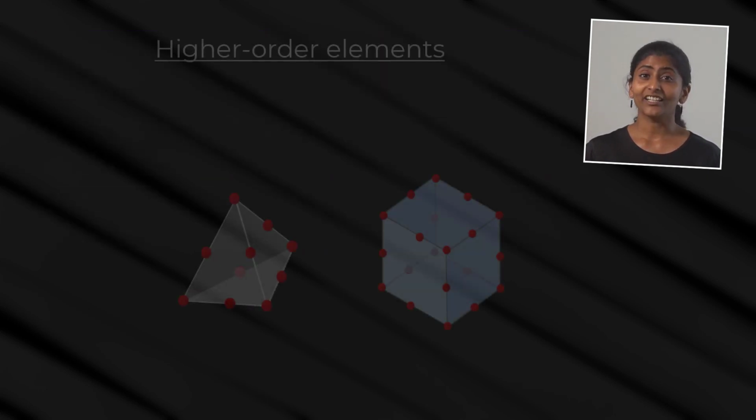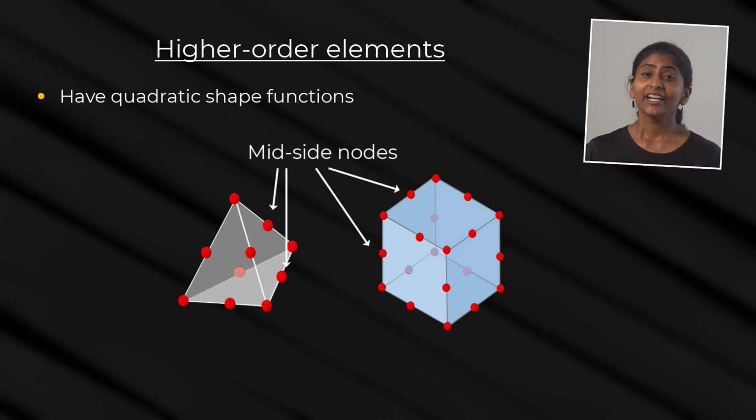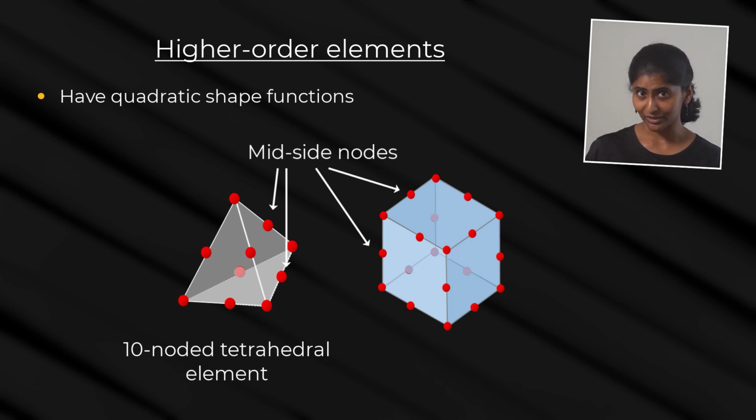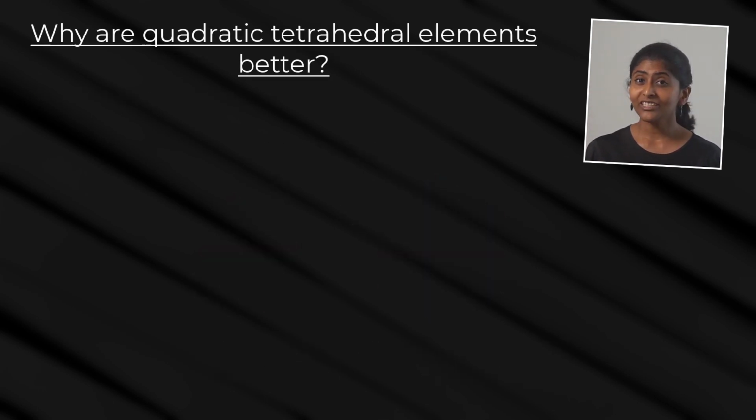Higher order elements are elements whose shape functions are quadratic. The limitations we discussed previously are resolved by using these quadratic or higher order elements. Quadratic elements are defined by introducing mid-side nodes into the linear element. This results in a 10-noded tetrahedral element or a 20-noded hexahedral element. Let's see how adding mid-side nodes and using quadratic shape functions help the tetrahedral element overcome its previous shortcomings.